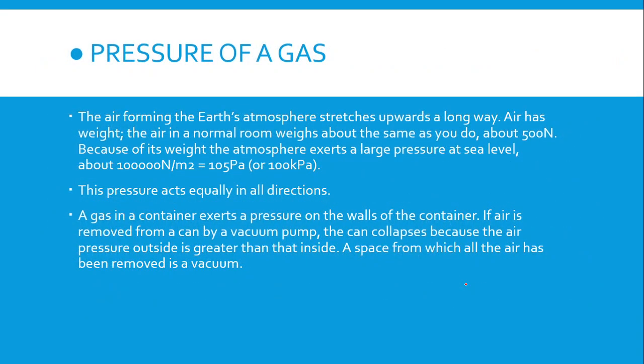So, pressure of a gas. Let's discuss how the pressure of a gas and its dynamics change. The air forming the Earth's atmosphere stretches upwards a long way. Air has weight. The air in a normal room weighs about the same as you do, about 500 newtons. Because of its weight, the atmosphere exerts a large pressure at sea level, about 10 raised to the power 5. That is superscript, sorry, not like that. So it's 10 raised to the power 5 pascals, also written as 100 kilopascals. That is the pressure applied at sea level.